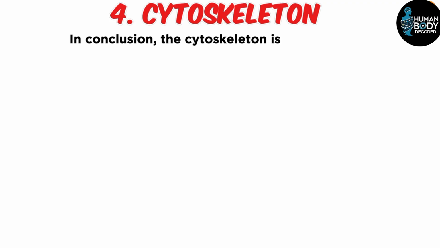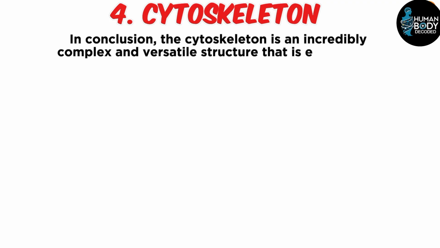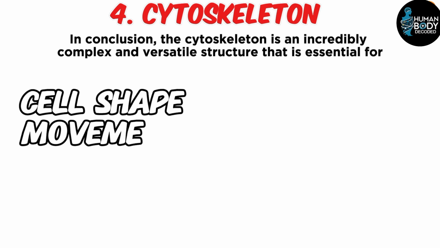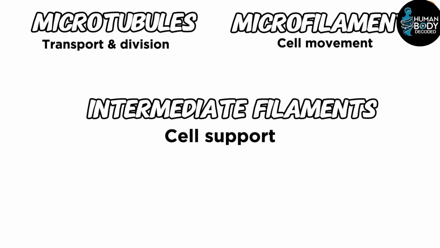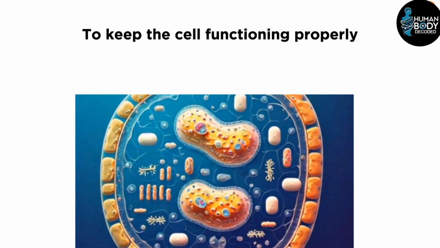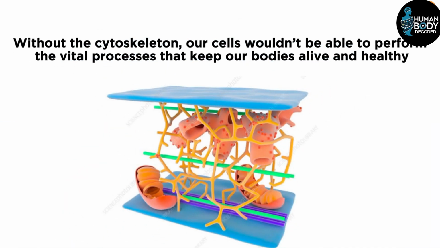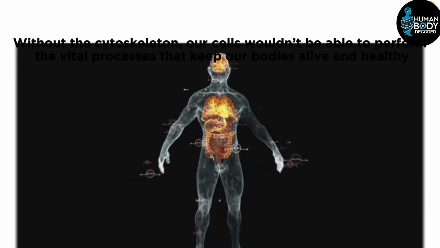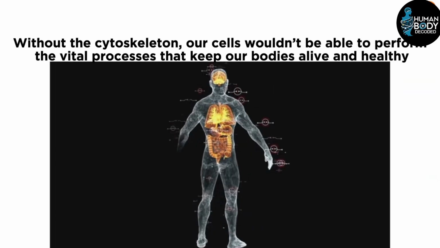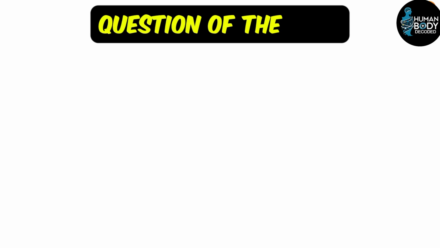In conclusion, the cytoskeleton is an incredibly complex and versatile structure that is essential for cell shape, movement, division, and function. Microtubules, microfilaments, and intermediate filaments each have distinct roles, but they work together as a coordinated system to keep the cell functioning properly. Without the cytoskeleton, our cells wouldn't be able to perform the vital processes that keep our bodies alive and healthy. Now here's a question for you.